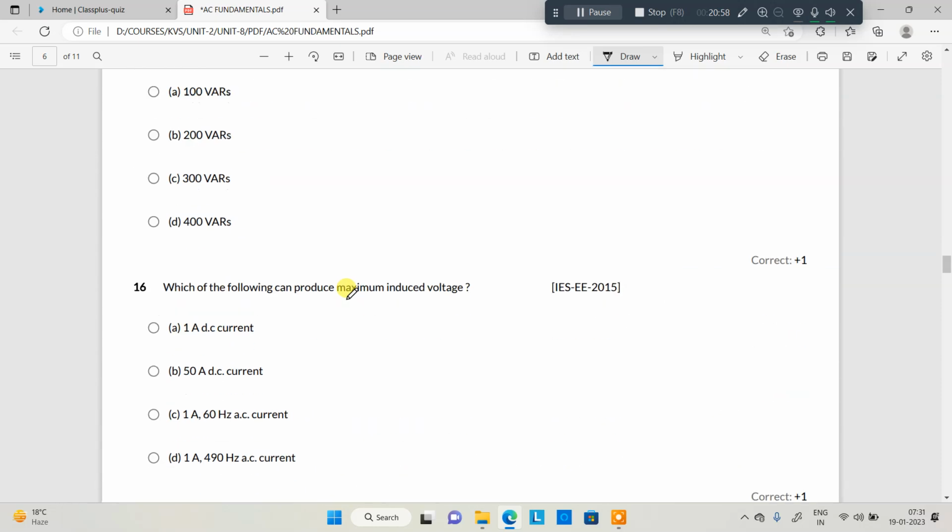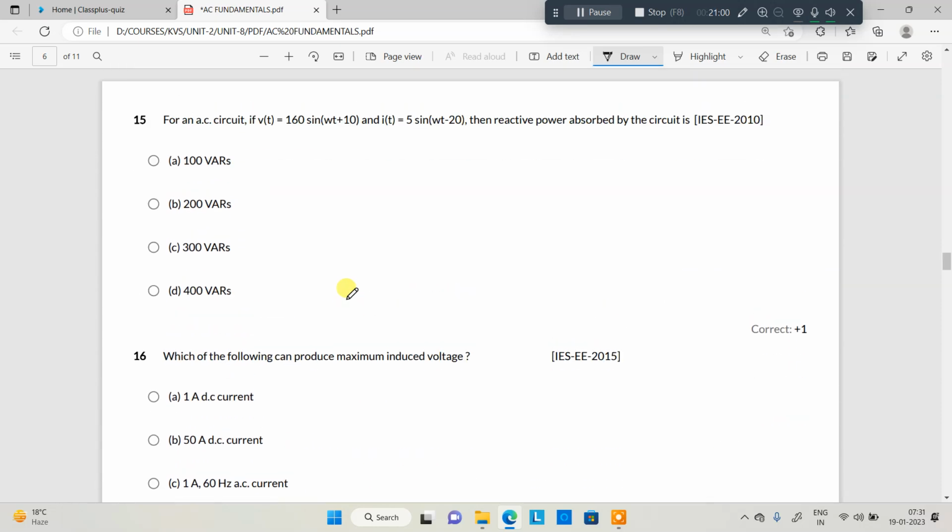Okay. Next, question number 15. This is a question from the IAS 2010 question paper. For an AC circuit, v of t is equal to 160 sin(omega t plus 10) and i of t is equal to 5 sin(omega t minus 20). Then what is the reactive power absorbed by the circuit? I already explained the active and reactive power formulas. What is the formula for reactive power? Q is equal to VI sin theta.